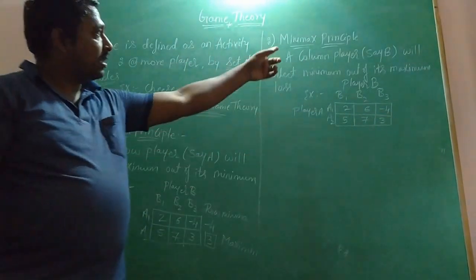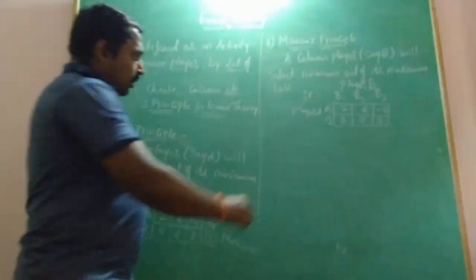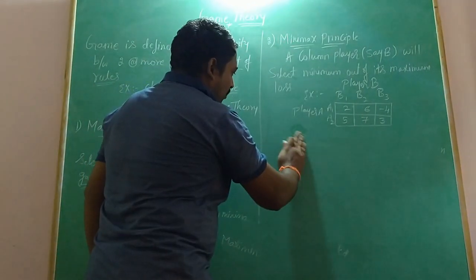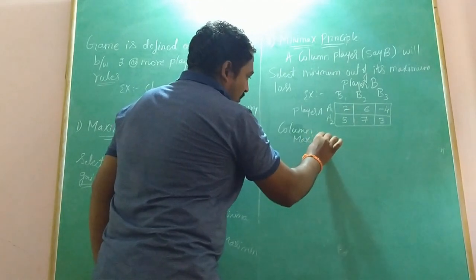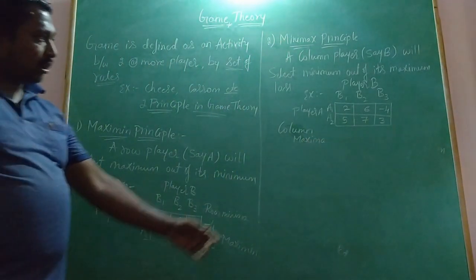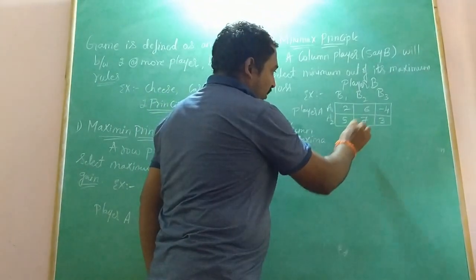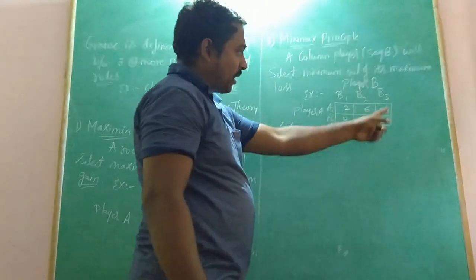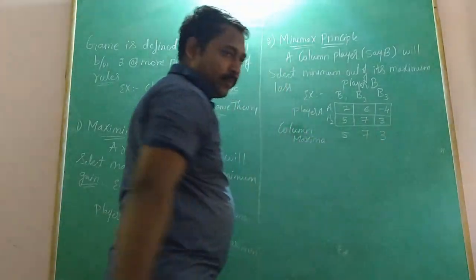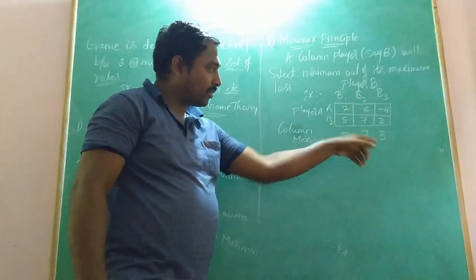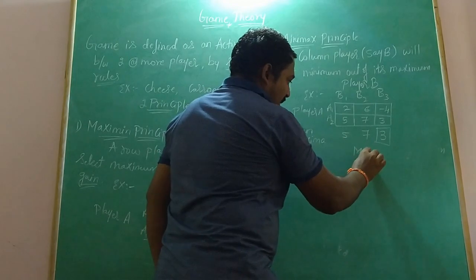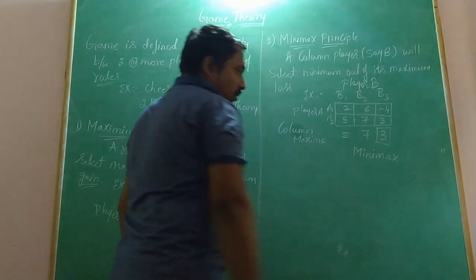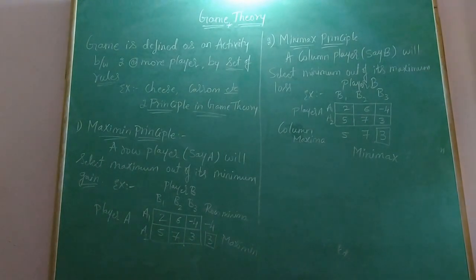To determine the minimax for this payoff matrix, we will consider column maximum. In the first column, out of 2, 5, the maximum is 5; 6, 7, the maximum is 7; minus 4, 3, the maximum is 3. Out of these maxima, 5, 7, 3, the minimum is 3. Then we put a box and write minimax. That is the value of minimax with respect to the column player.